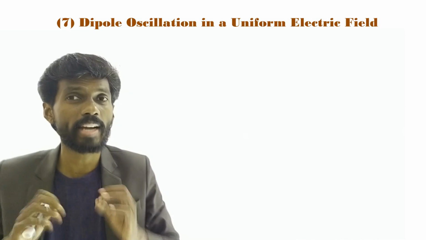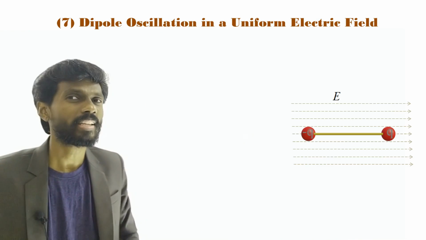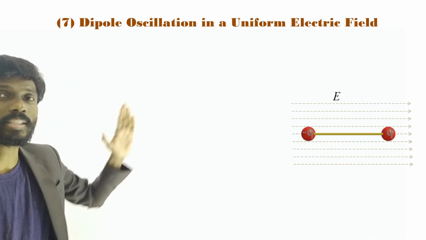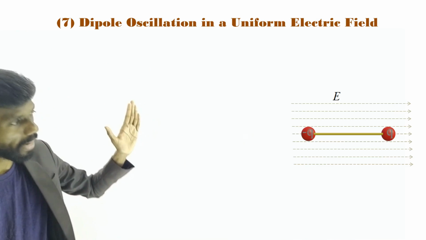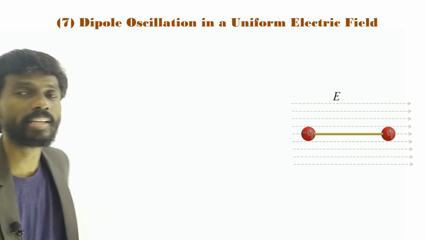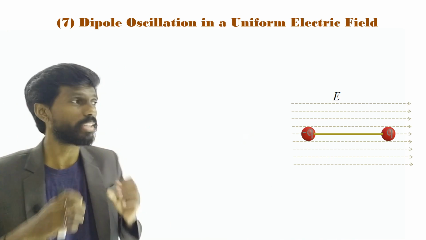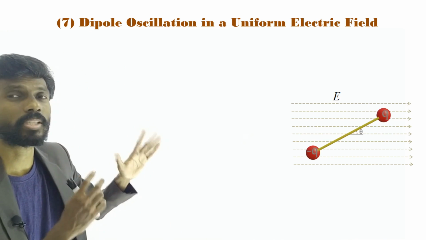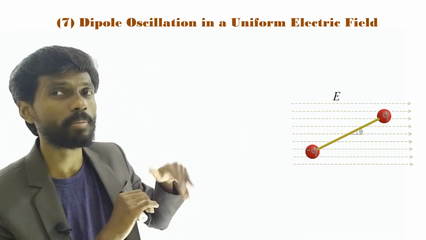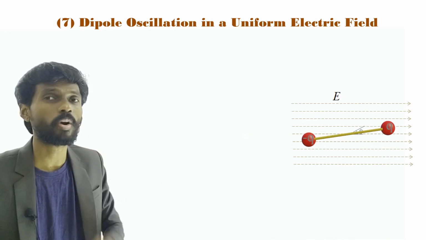Here also we have a dipole placed in a uniform electric field. In the last case we have seen that when the angle is 0, that means the dipole moment makes angle 0 with the electric field lines, we have a stable equilibrium. So what does it mean? When you disturb the object in the stable equilibrium position, it will have an oscillatory motion. That oscillatory motion is what we are going to talk about.